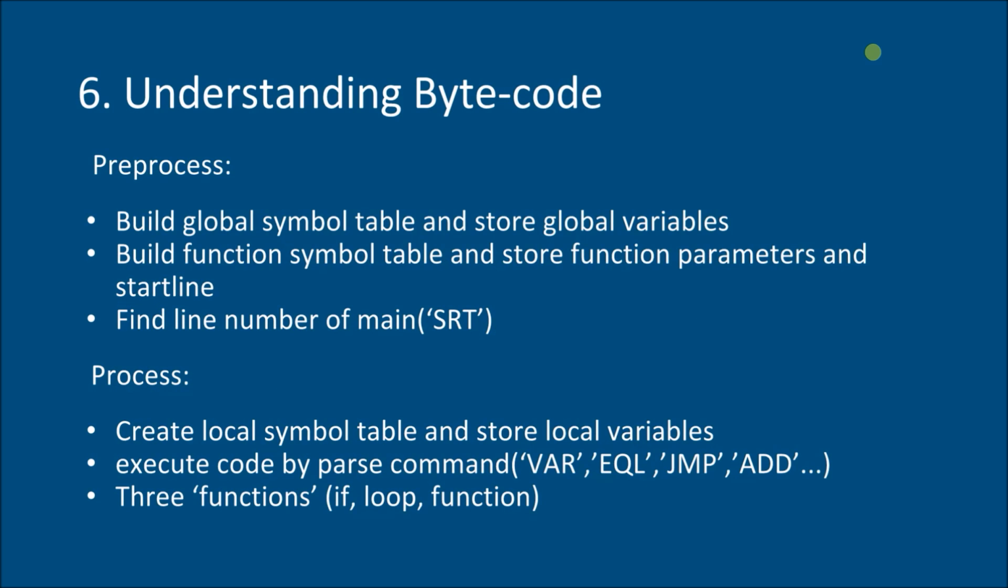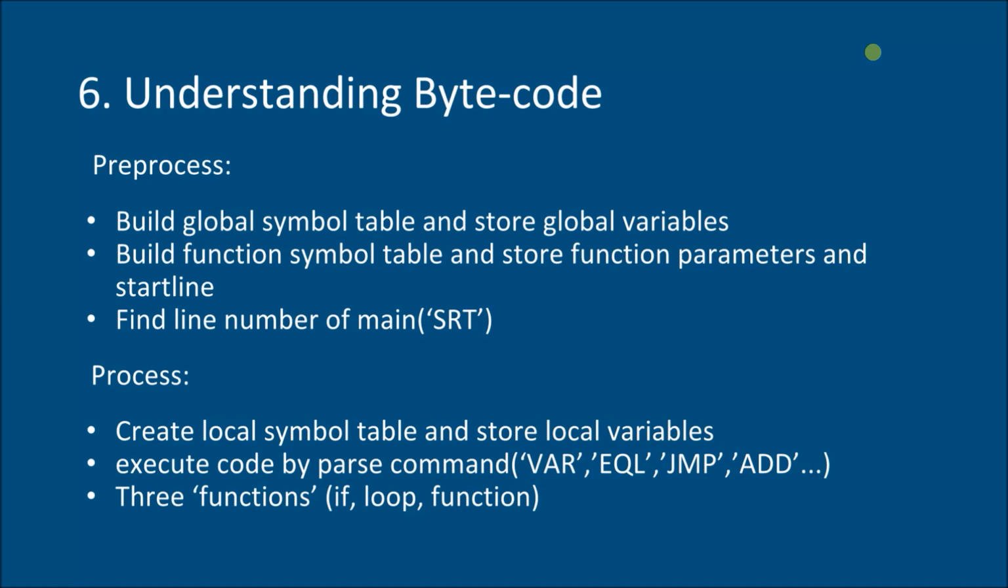Next, we look into processor.py. Our processor.py has preprocess and process. Preprocess is used to actually identify all the global variables and the function parameters. It also identifies the line number for our main, that is SRT. Next, we look into process.